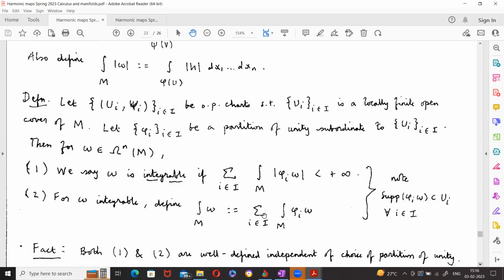And if omega is integrable, then we can take the sum over i of the integral of phi i omega over M. This sum will converge because the above sum is finite. So in particular, if M is a compact manifold, then any n form will be integrable because this sum will just be a finite sum. You can always take a finite cover.